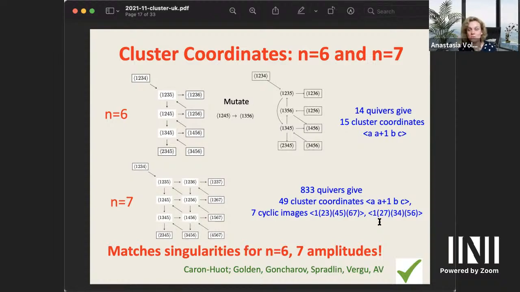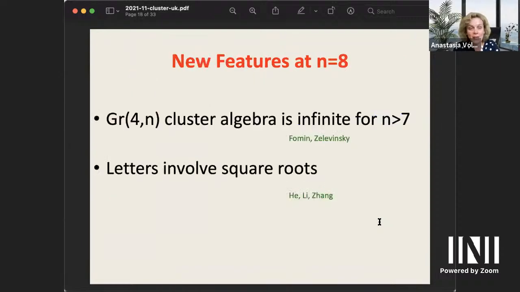Okay, so this was great. This is when we all got excited about cluster algebras in 2013, because this independent mathematical construction matches the singularities of 6 and 7 point amplitudes that were computed in physics. So, why am I here? What's been recent? Well, recent is the following.